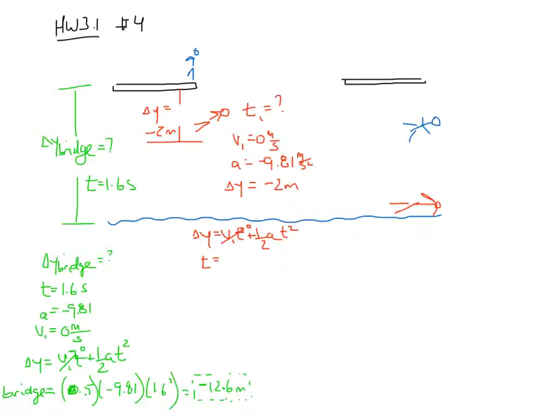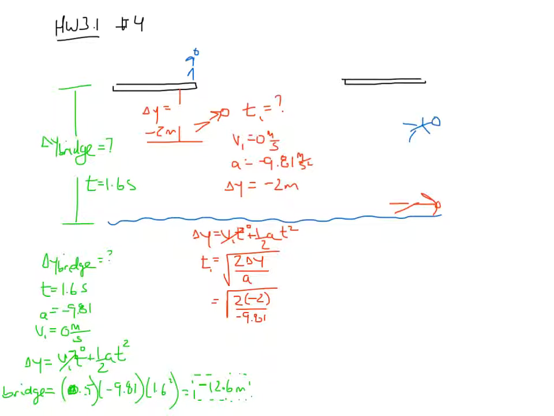T is going to be 2 delta y over a. Just like that. All right, so let's solve for our t. We'll call that t1, because that's the time of the first person dropping the first distance. Square root of 2 times, what's the displacement? Negative 2 meters. And you might think that's bad news because you can't have a negative in a square root. But remember, the denominator is a negative 2 because acceleration is negative 9.81.